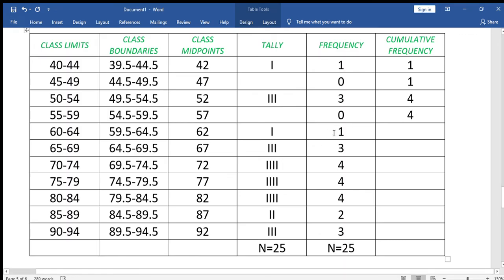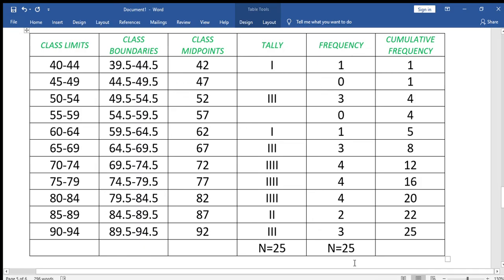Then 4 plus 1, that would be equal to 5. Then 5 plus 3, that's going to be equal to 8. Then 8 plus 4, that's equal to 12. Then 12 plus 4, that's equal to 16. Then 16 plus 4, that's equal to 20. Then 20 plus 2, that's equal to 22. Then lastly, 22 plus 3, that's equal to 25.